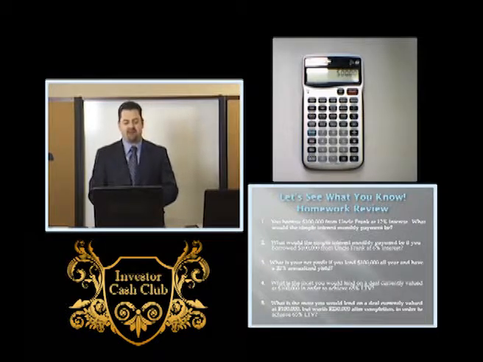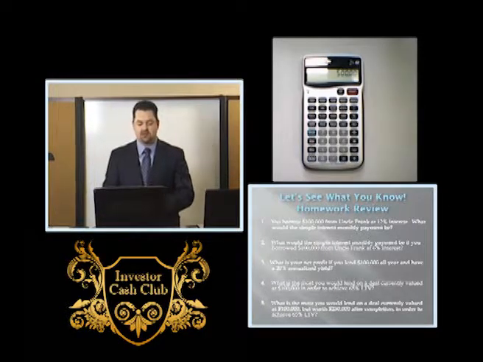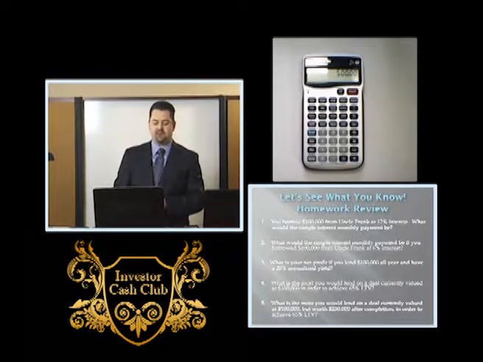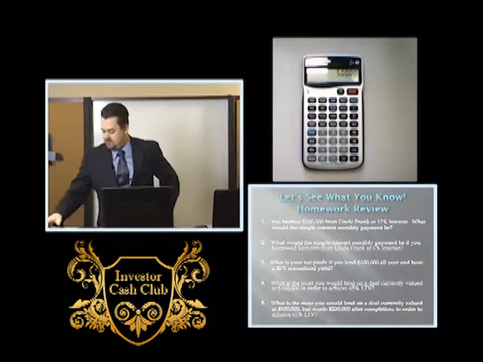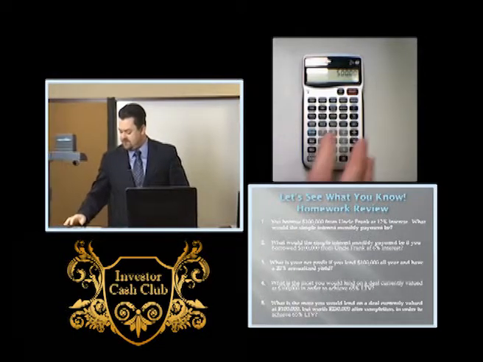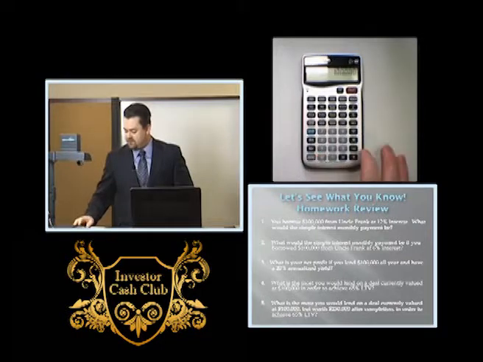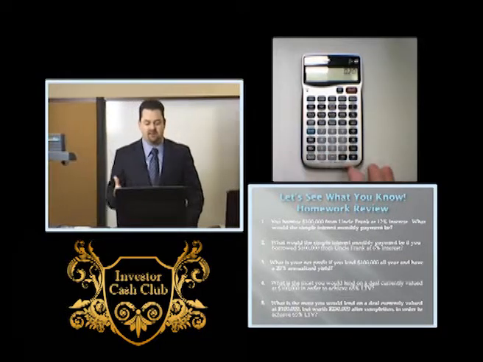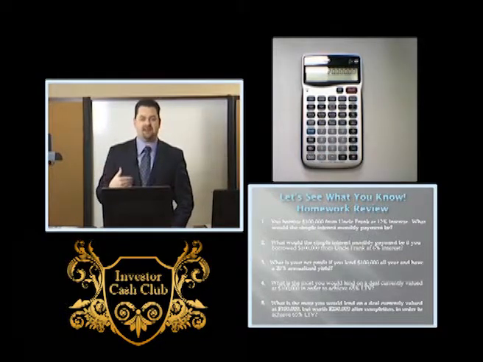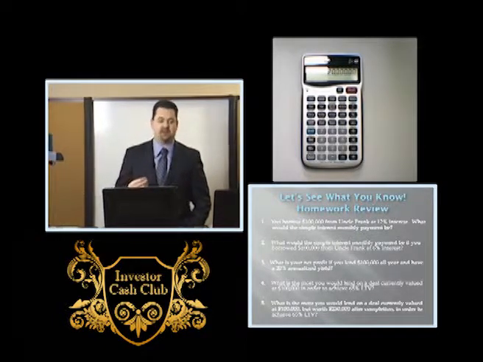Question number 3. What is your net profit if you lend $100,000 all year and have a 20% annualized return? Well, if we lend $100,000 for a year and earn a 20% annualized return, we made $20,000. So our annualized yield in this case would be a 20% annualized return on investment.